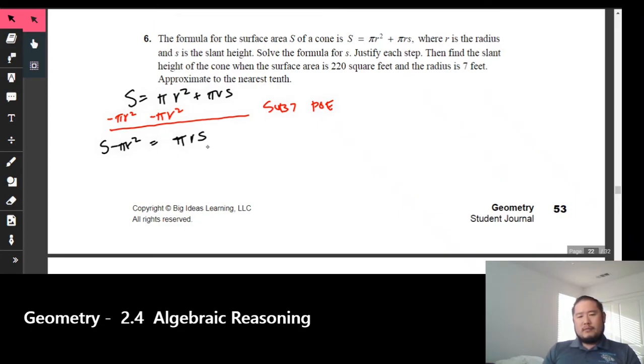Lastly, I want to get S by itself. And so what I could do is the opposite of multiplying is to divide. So how about I divide both sides by pi r? And so we have our division property of equality. And now lowercase s is equal to S minus pi r squared all over pi r.